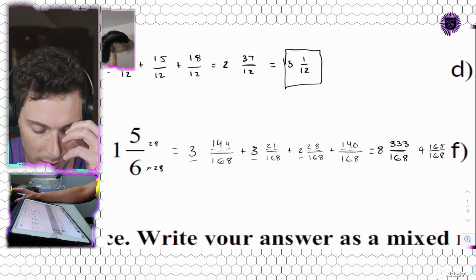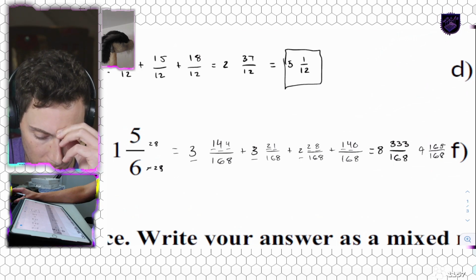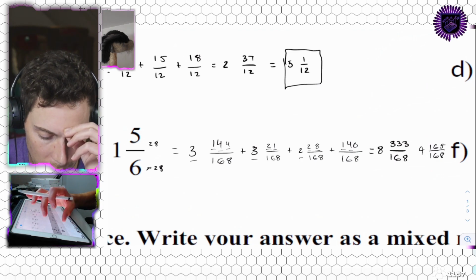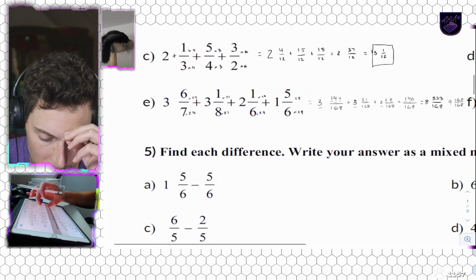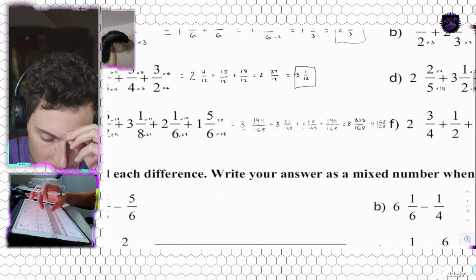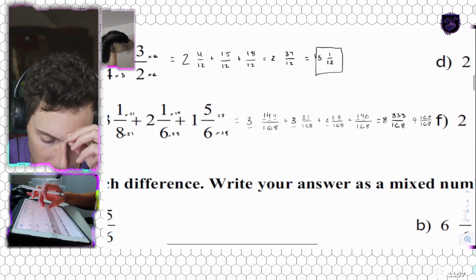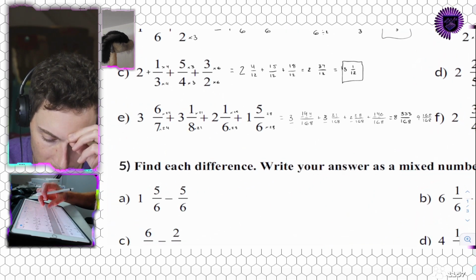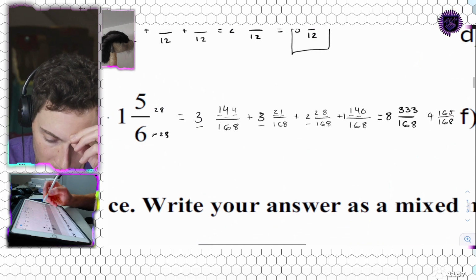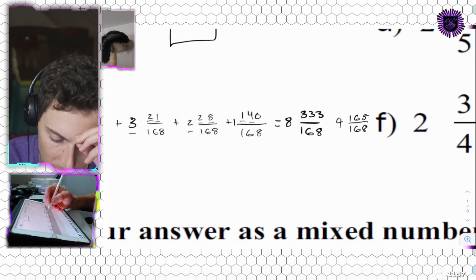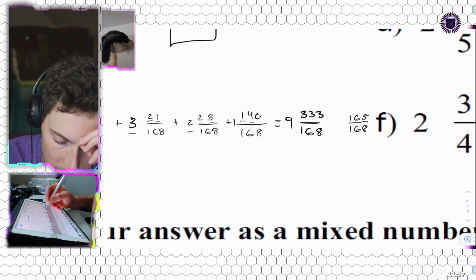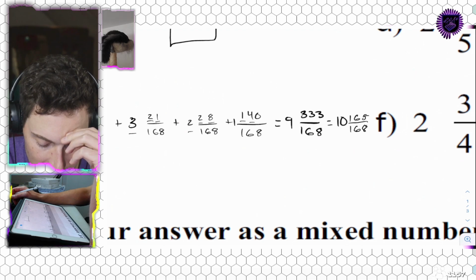3, 3, 2 is 8. And then 9. Oh, I missed a 1. 1 is the last one here. 1 and 5/6. 1 right there. So this will be 9, and this will be equal to 10 and 165/168.